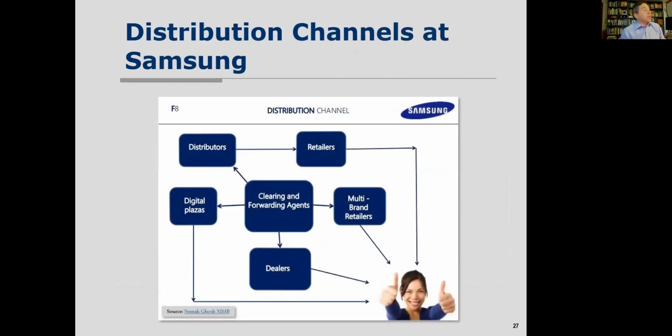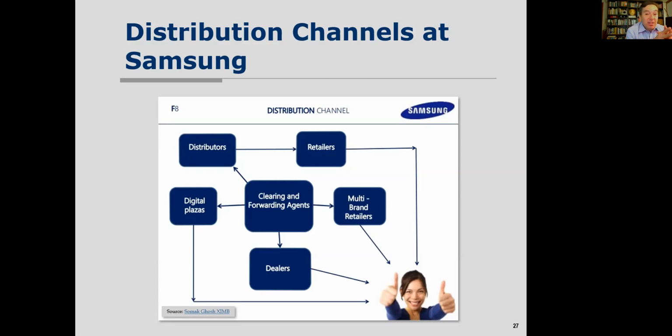So let's go through that example. This is Samsung distribution channels, working with distributors, then retailers, then to the customer through digital plazas. That's a form of direct to consumer. And dealers, and not shown here are the telecoms, which then have their own retailers and so forth. So these are multiple distribution channels at Samsung. That's a very important strategy, that Samsung in general has multiple channels, multiple products. It tries to achieve the highest market share.